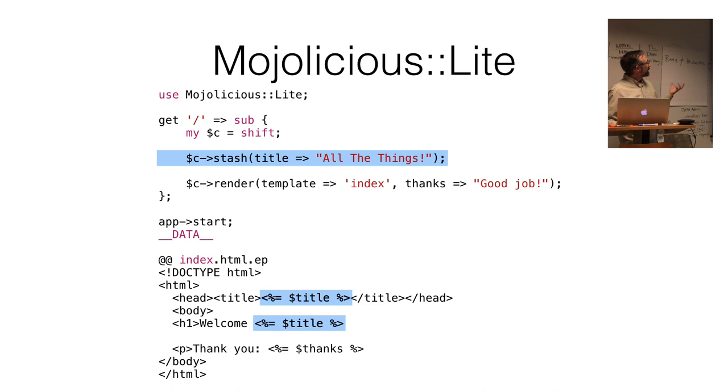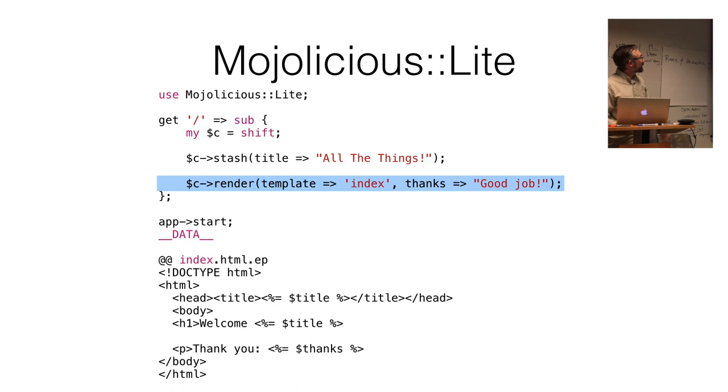something into what's called a stash. It's kind of like a temporary scratch pad for this request that's also visible to the templating system. We're going to call that title. And down here you can see in our template, we're going to use it a couple of times. Then we're going to render that template. You can also stick things in the stash on the render line. So that's handy, and it matches up with that thanks down there.